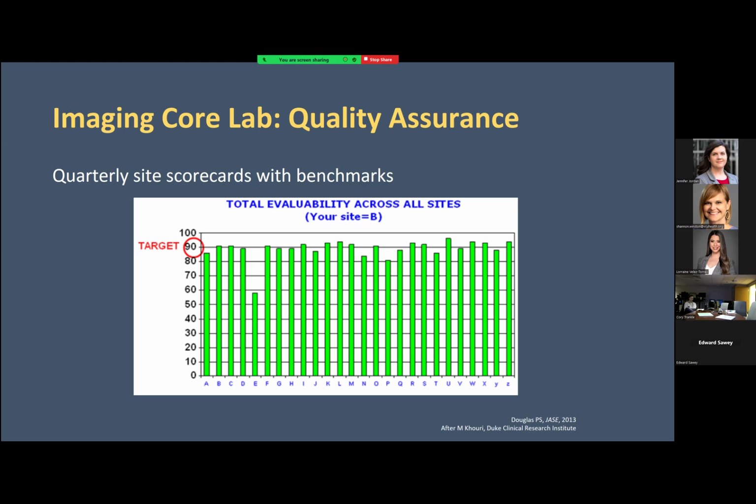site, do some re-education. Maybe they had a change in their scanner system or software. And so it's an opportunity before you get to the end of the study to potentially change what's going on at a site if you're monitoring the quality during the study itself.